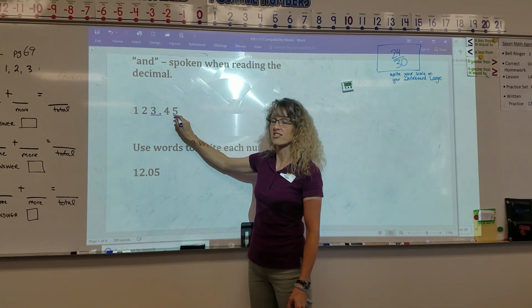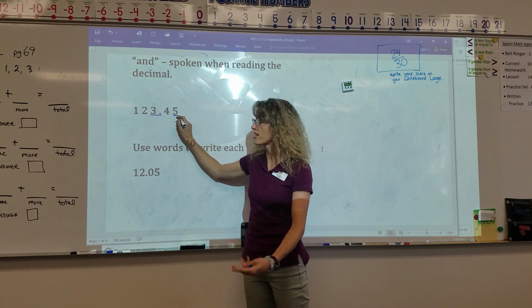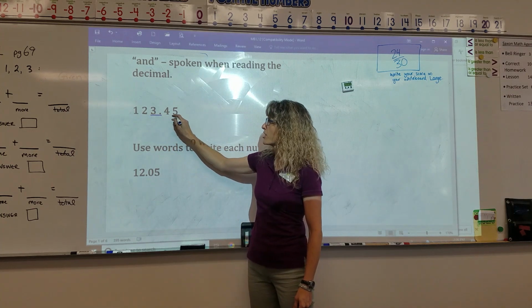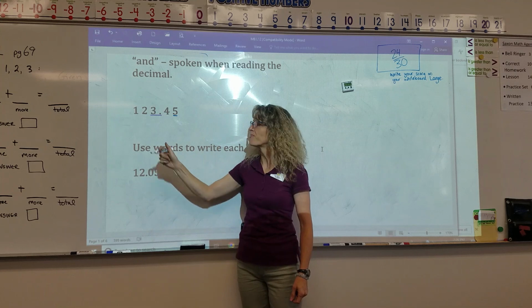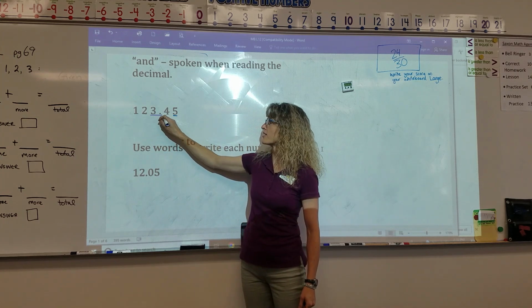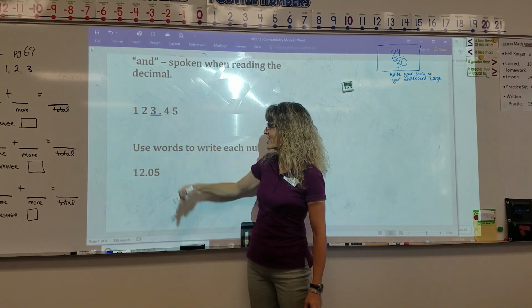This is tenths. This is hundredths. So I say 45 hundredths. 123 and 45 hundredths. How do I say that, class? Get ready? 123 and 45 hundredths. Very good. How do I say this one?